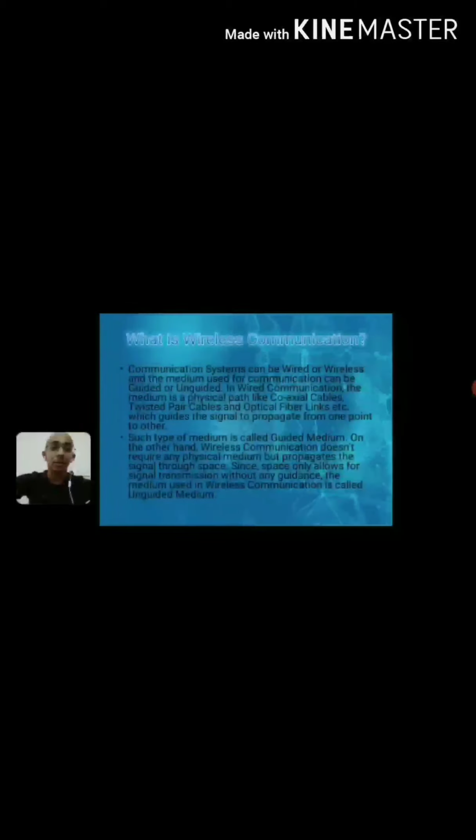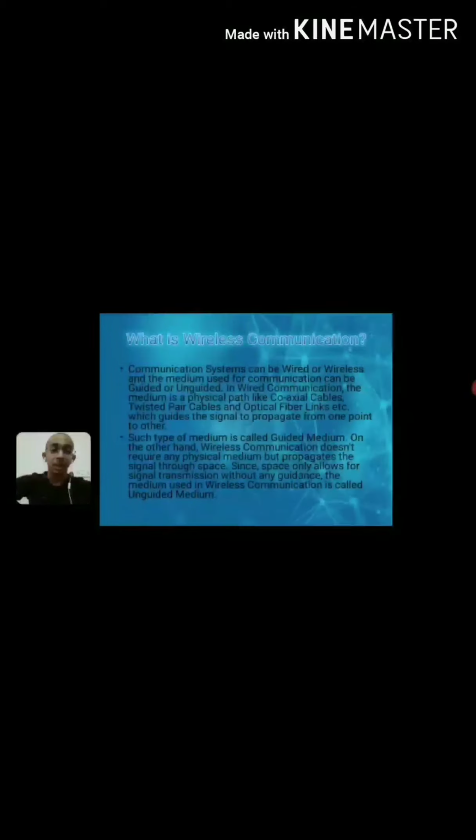A communication system is of two types, wired and wireless communication. In wired communication, a physical medium is required. It can be coaxial cables, twisted pair cables, optical fiber links, etc. On the other hand, wireless communication doesn't require any physical medium but propagates signals through space. In this topic, we will see only wireless communication.